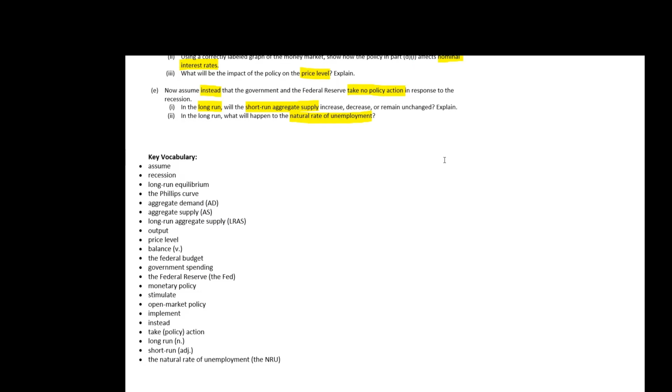And we've got long run as a noun. Notice there's no hyphen, there's no little dash. And short run, in this case, it's an adjective. So we're going to put that hyphen in there.